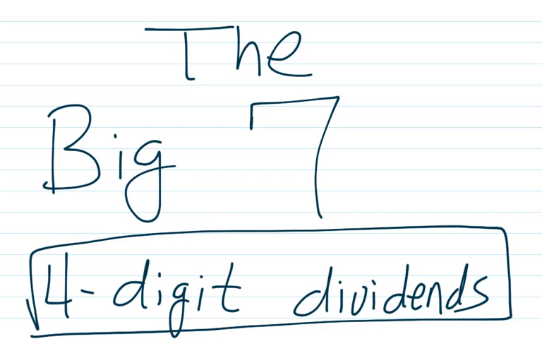All right, now welcome to the Big Seven 4-digit dividends. Man, those numbers just keep getting bigger, bigger, and bigger. But we keep getting better and better and better. So hey, once we master through 2-digit and 3-digit dividends, we gotta go up to 4.